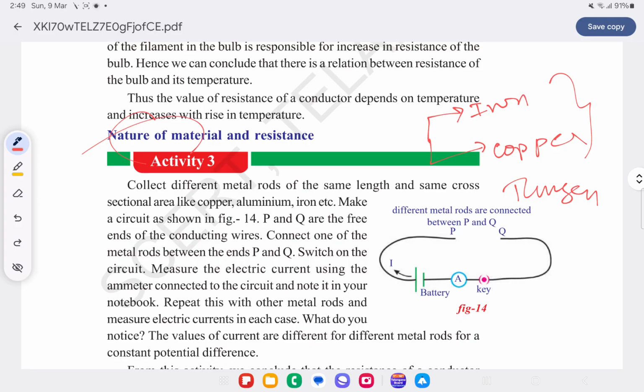That means the resistance of a conductor depends on the material of which this conductor has been made. If the conductor is of copper, resistance is less. If the conductor is made using iron, resistance will be high. If the conductor is made using tungsten, resistance is too much high. So here resistance is depending on the nature of the material. Getting clear with this point?